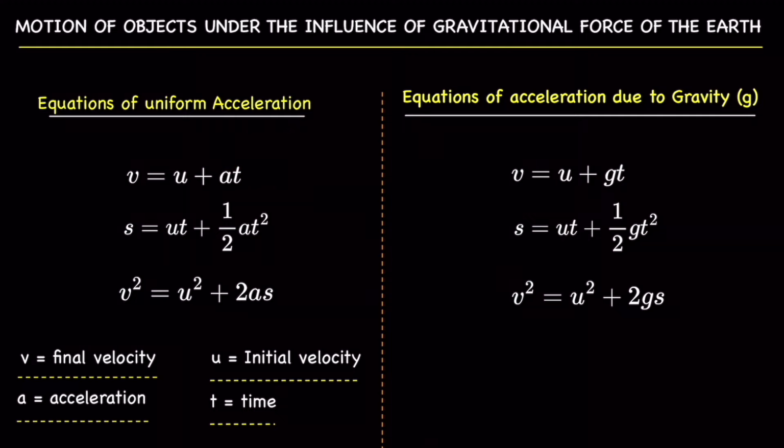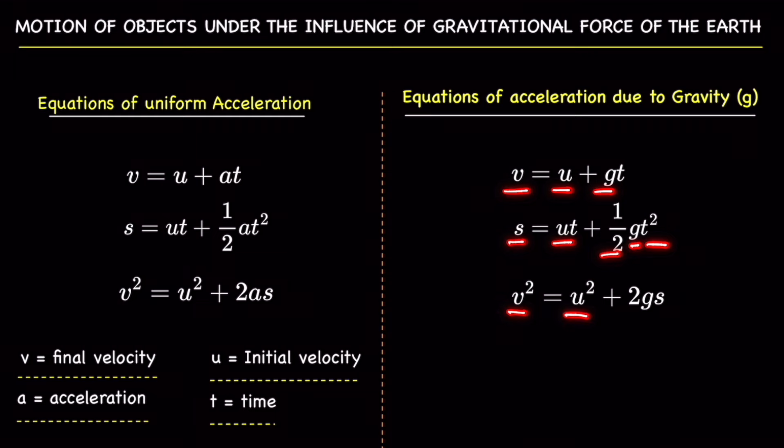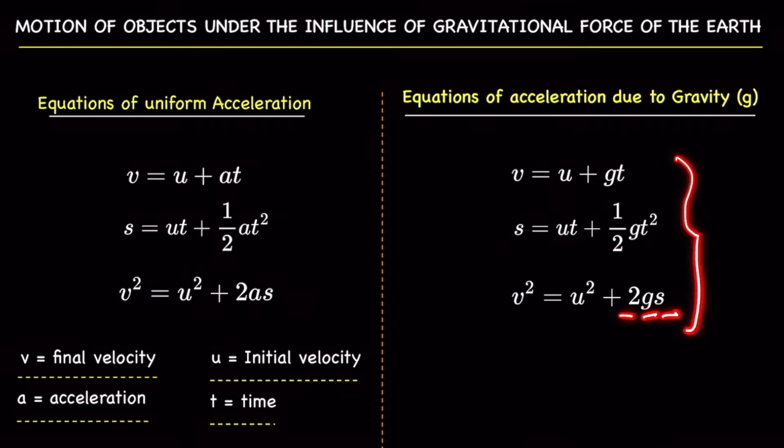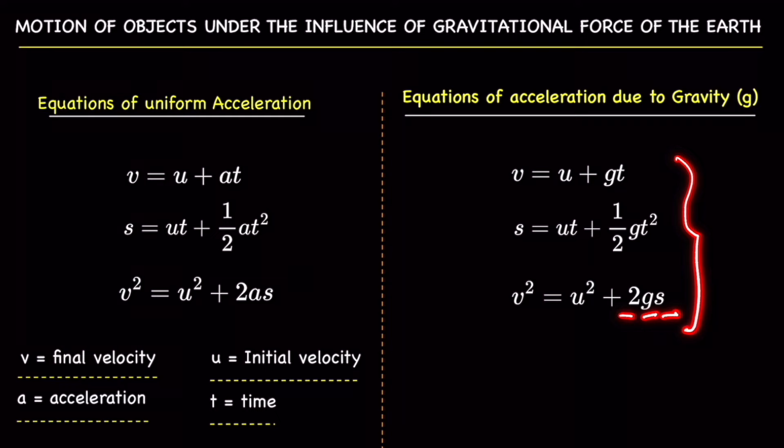So you see the new formulas: v is equal to u plus gt, s is equal to ut plus half gt square, and v square is equal to u square plus 2gs. All these three formulas we will apply when solving questions based on gravitational force, when the direction of motion is equal to the direction of the gravitational force.